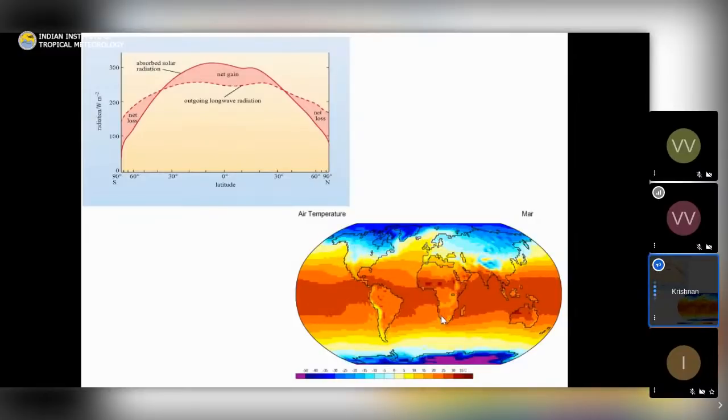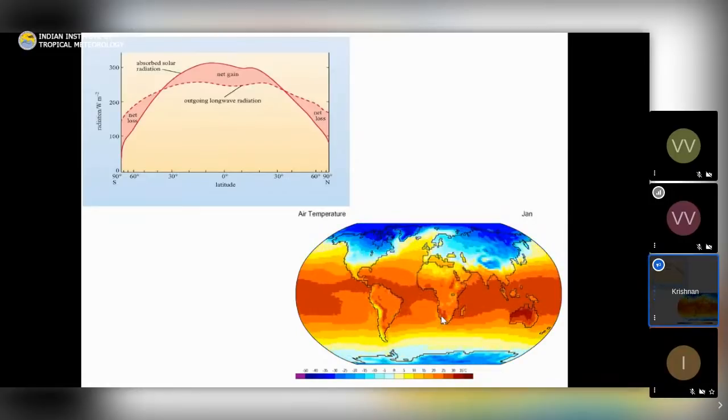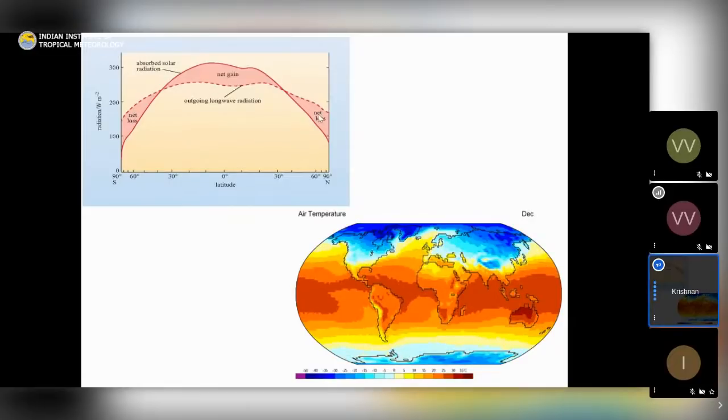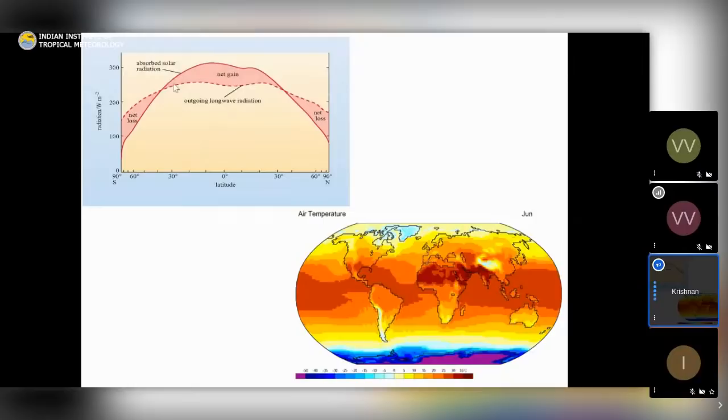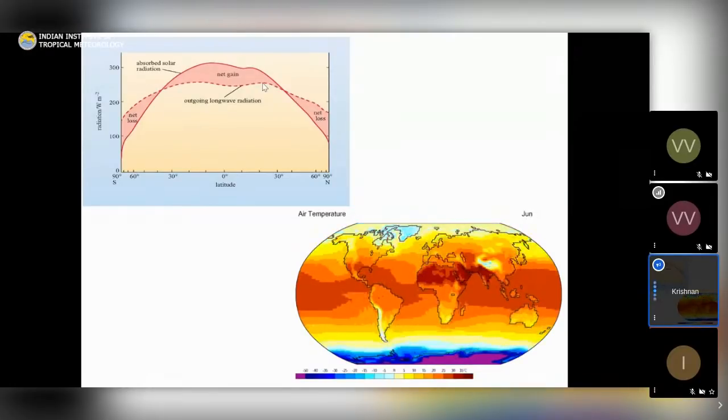That was a global mean picture, but when you look at the latitudinal distribution of the incoming and the outgoing radiation, the solid line shows the absorbed solar radiation, and the dotted line shows the outgoing longwave radiation. The incoming radiation has a very bell-shaped structure, whereas the outgoing radiation is more or less flat. And the result is that in the tropics you have a net gain in the radiation.